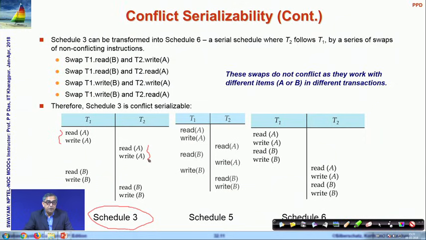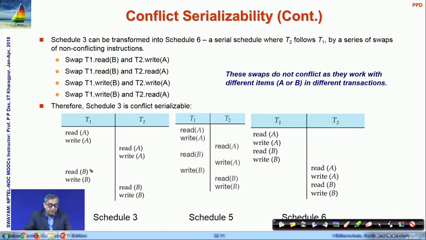So, schedule 3 is not a serial schedule, but if you can swap non-conflicting instructions, then you are able to convert this into this schedule, which we are calling schedule 6, where all instructions of T1 are followed by all instructions of T2, which is a serial schedule. So, since this can be done, we will say schedule 3 is conflict serializable. And just to see how that happens, let me erase these marks and start here.